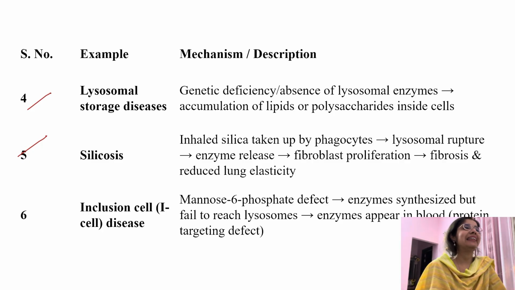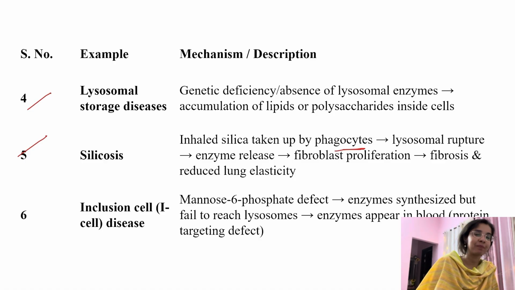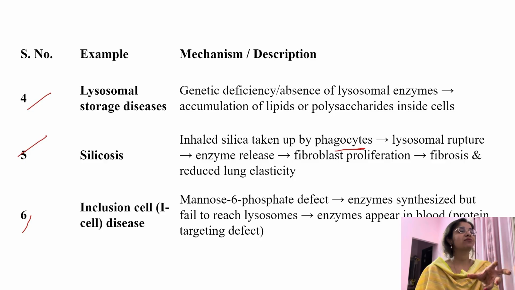So what happens is that inhaled silica is taken up by the phagocytes, right? So the lysosome rupture occurs because the membrane integrity is disturbed. Enzymes are released. It causes fibroblast proliferation, which results in fibrosis and reduced lung elasticity, right? And then we have inclusion cell disease, that is called I cell disease. Mannose 6-phosphate defect. Enzymes are synthesized but fail to reach the lysosomes. Enzymes appear in blood. It's a protein targeting defect. We'll come to know more about it when we study protein targeting defect disorders.